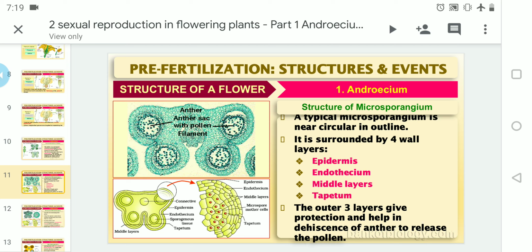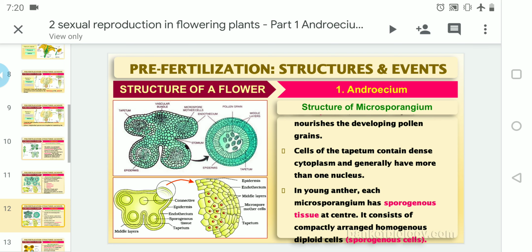The outer 3 layers mainly give protection and help in the dehiscence of the anther to release the pollen grains. This is very important for the examination also. They have asked this question repeatedly. They may ask you to write the structure of the microsporangium, and sometimes to explain it. So you should draw this diagram, the complete portion and the enlarged structure, with the explanation.